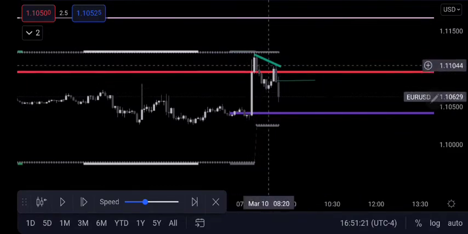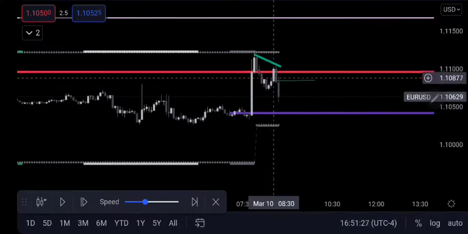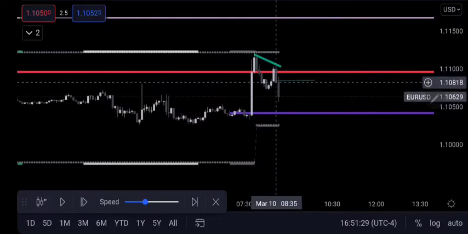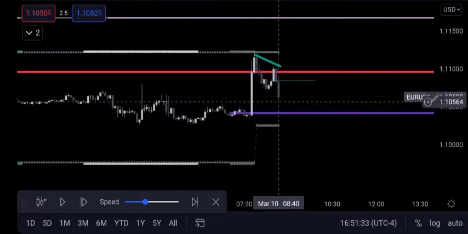You have a shift in market structure. The moment this down candle took out the low of this up candle, your entry is on this candle that made a rejection going up and then came back down. That's your entry.